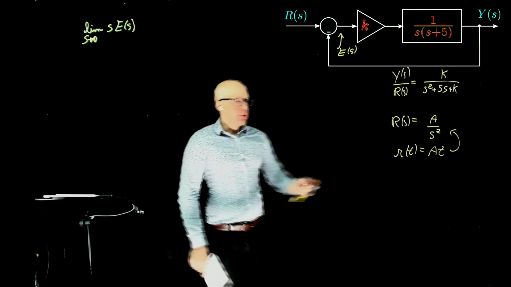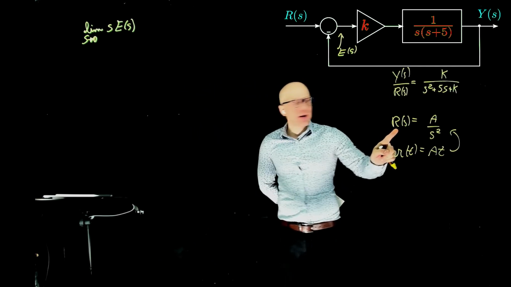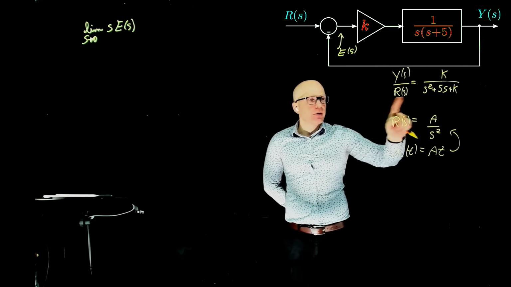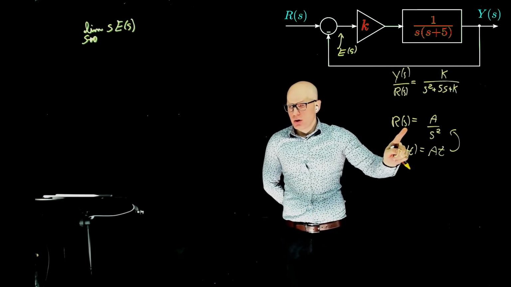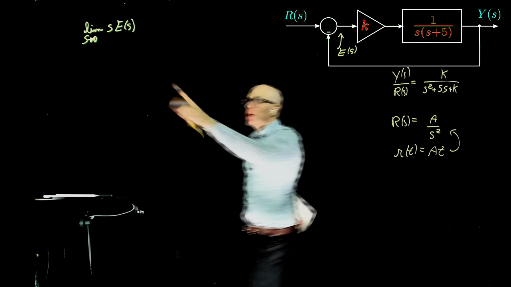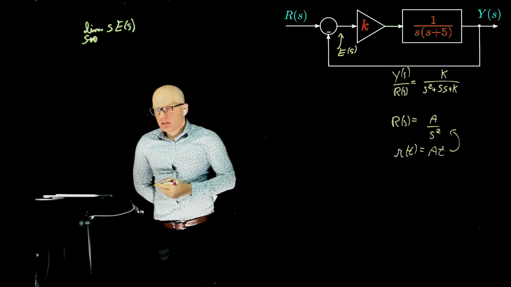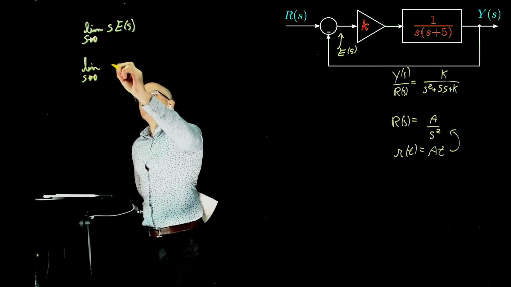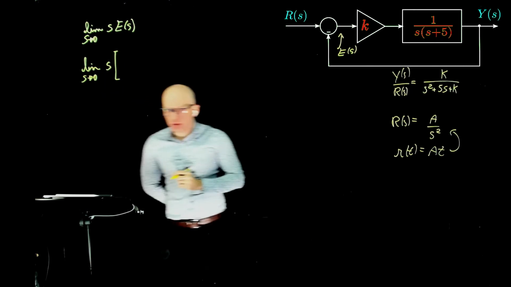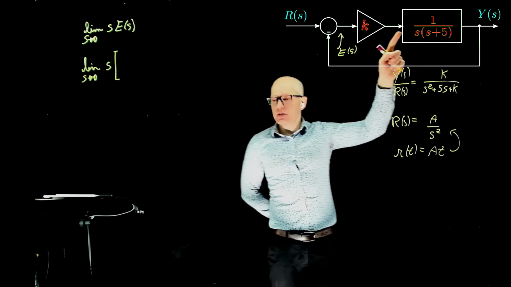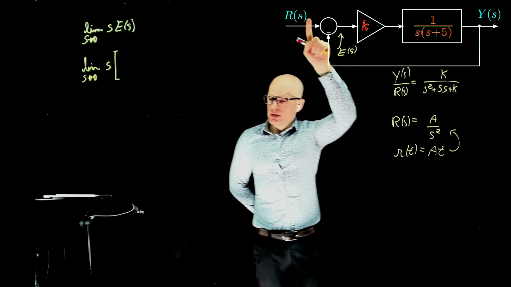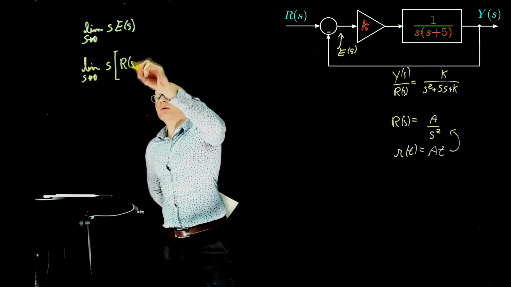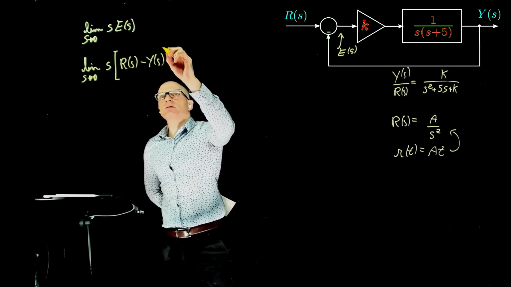So we have everything now. We have the desired output. We can calculate the actual output by multiplying this side of the transfer function by r of s, which is this. And then now we can subtract them, find the error, and calculate the steady state error. So this can be written as the limit when s tends to 0 of s times, what is the error? The error is here, which is r of s minus y of s.